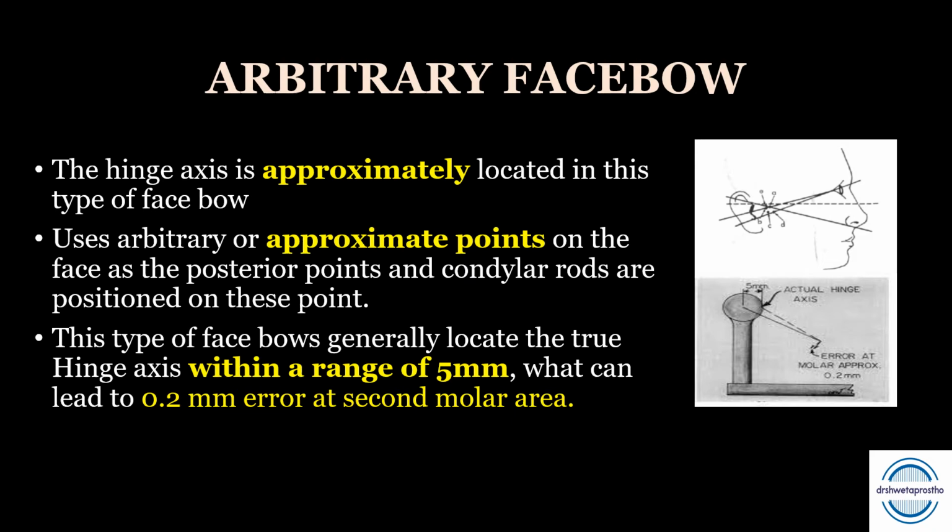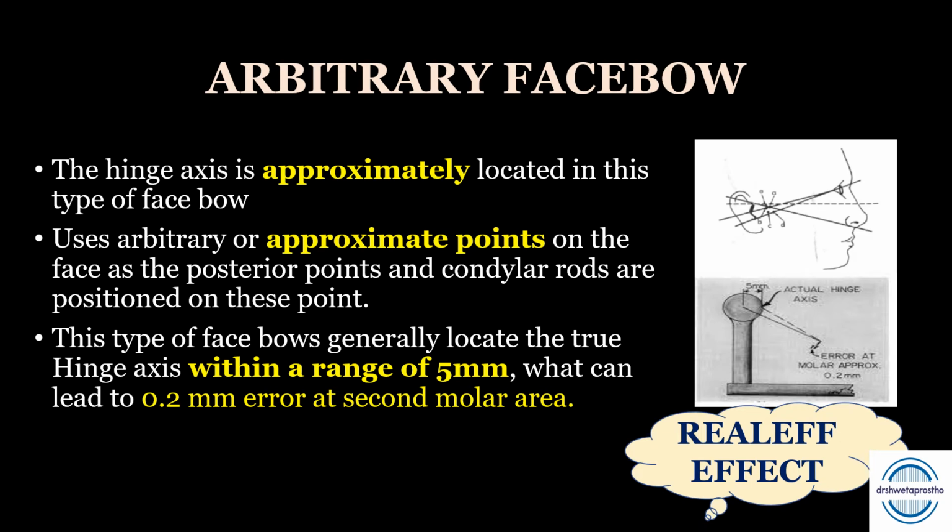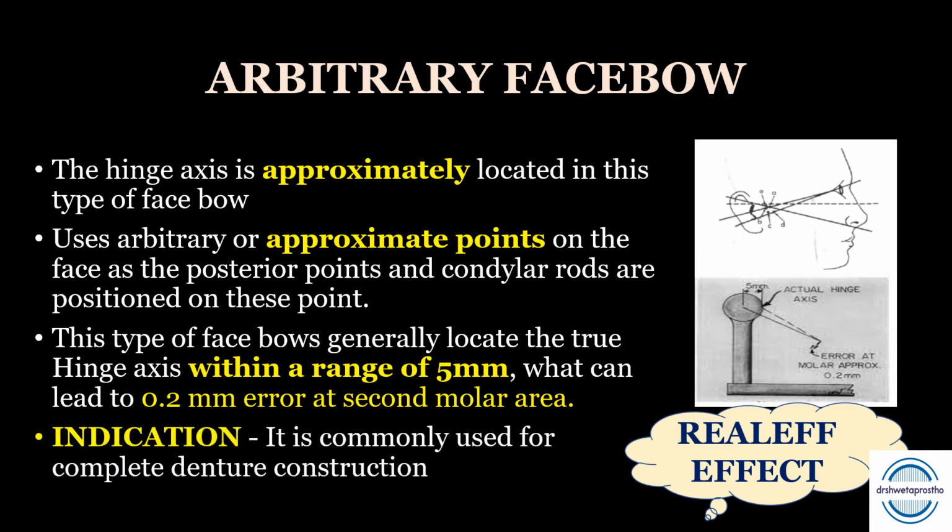area. This is one of the multiple choice questions which is asked, and this error can be compensated by complete denture because of the resiliency effect. What is resiliency effect? Resiliency-like effect of the mucosa, because complete denture is a complete tissue supported prosthesis. So that is why the arbitrary facebow is most commonly indicated in complete denture construction. It is not ideal for the fixed prosthesis work.